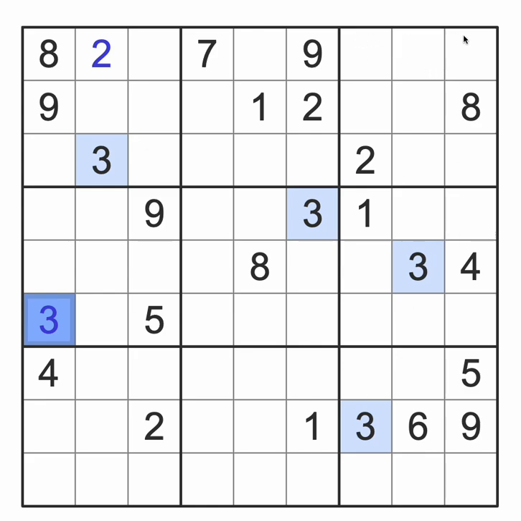Yeah, I can place 3 in box 3, 3 in box 6 blocks these, 3 in box 9 blocks these, 3 in box 1 blocks this cell, gives me 3 here. That gives me 3 in box 2 because this 3 blocks here. 3 in box 1 blocks these, gives me 3 here.